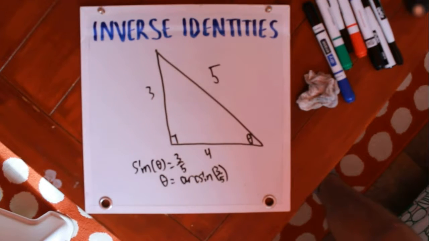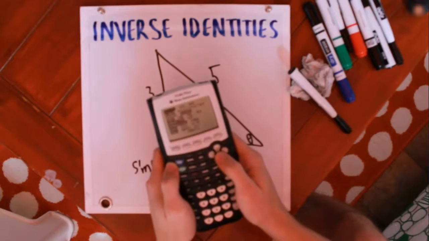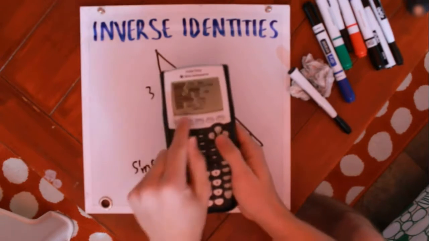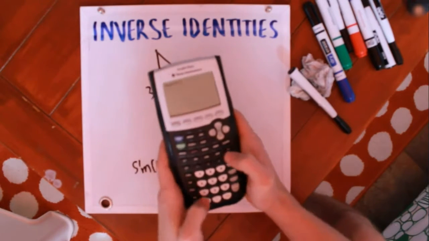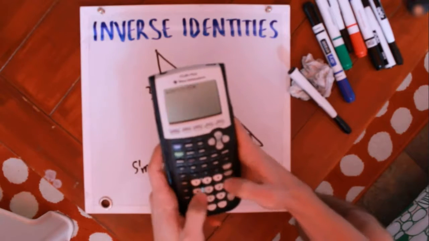Our answer, arcsine of 3/5, looks a little strange, and we'll have to plug it into a calculator to make sense of it. For this problem, you're going to want to make sure you're in degree mode and type second sine 3/5. You should get about 36.869 degrees as your answer.